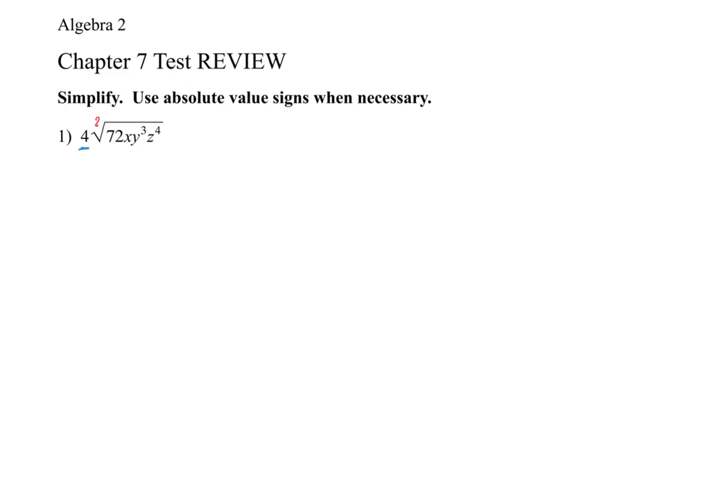I start with the one that is already out there because often people forget it. So that is definitely going to be on the outside. And then I'm going to factor my number. So if I factor this, I'm going to start with a 2 times 36. And then I'm just going to go from there.